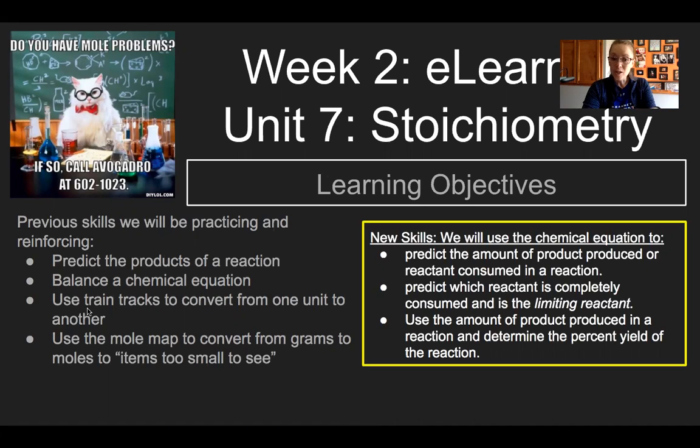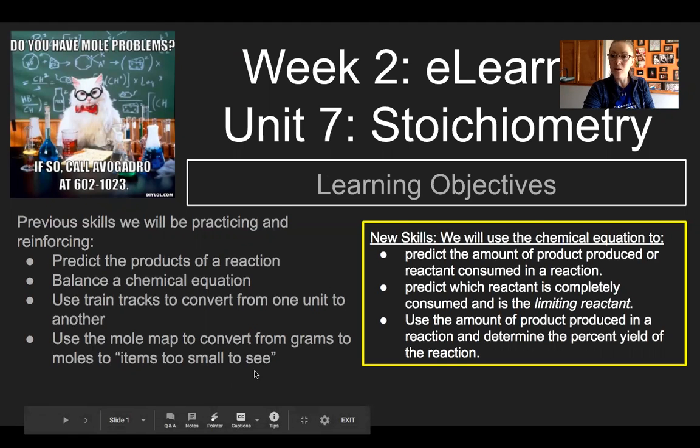We're going to use train tracks to convert from one unit to the other, and we're going to use our mole map to remember that we can go from the real world of things we can measure, grams, into the measuring cup of the mole that makes everyone equal, and then into items too small to see, like atoms, molecules, formula units, or we can convert, if it's a gas, into the volume of a gas. So these are all previous skills that we were practicing the last time we were together.